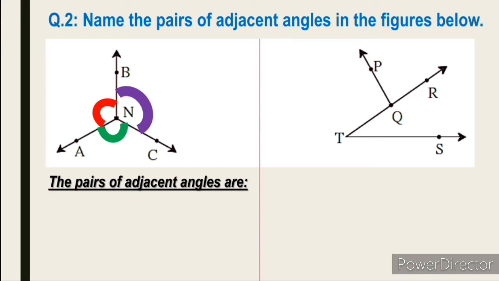So you will see in this figure all the 3 angles are adjacent to each other. I'll read the name of the angle by color. Red is adjacent to green because they are sharing a same arm and the name of the arm is AN. Then again red is adjacent to purple, sharing a same arm BN. And purple is adjacent to green, sharing a same arm NC. So all the 3 angles are adjacent to each other.